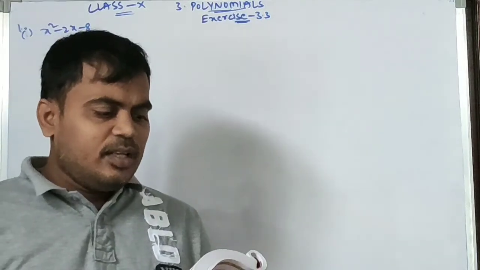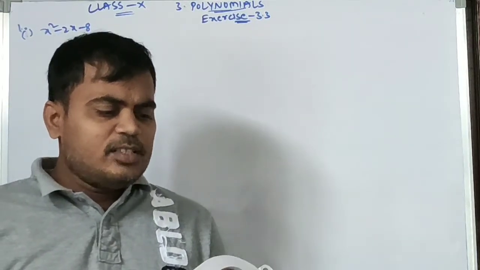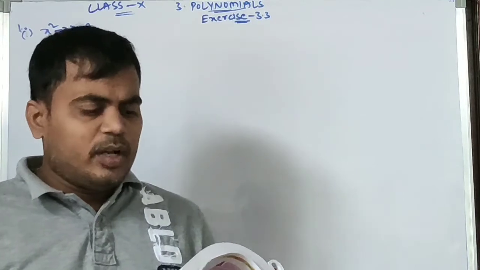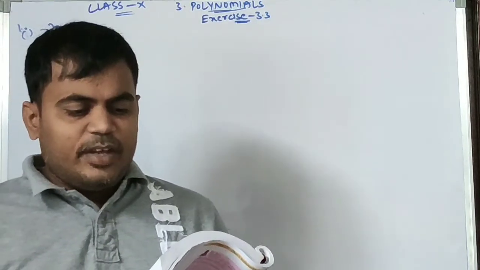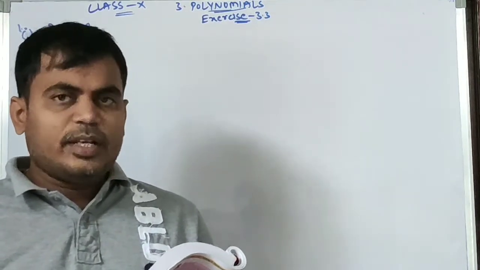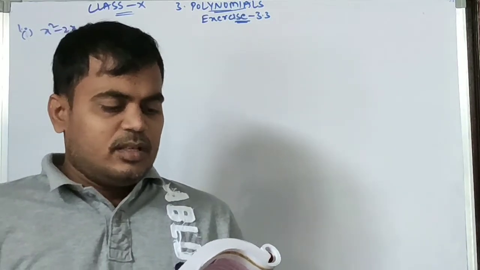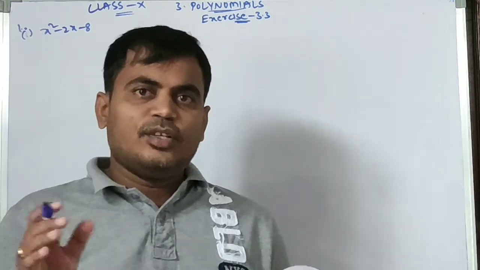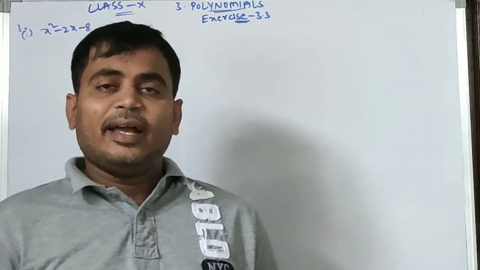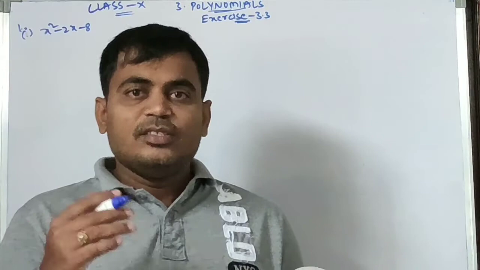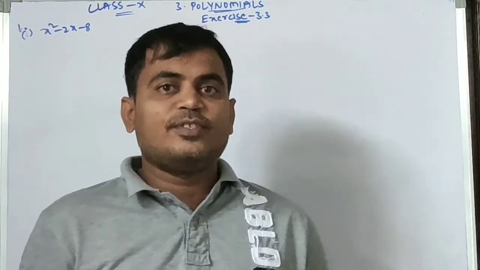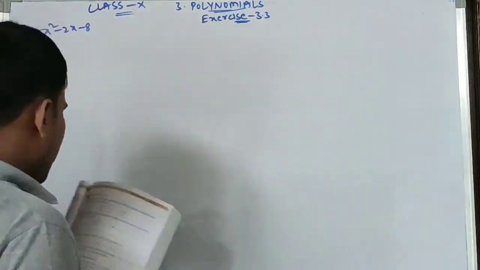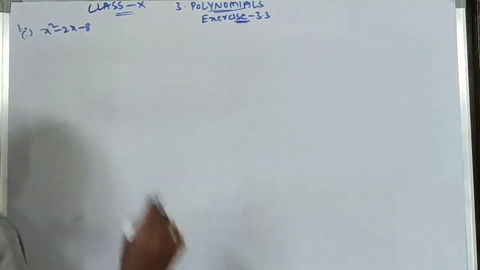Exercise 3.3. First question. Find the zeros of the following quadratic polynomials and verify the relationship between zeros and coefficients. So here 6 questions are given. We need to find out the zeros of the polynomial as well as the relation between zeros and its coefficients. So first question, x square minus 2x minus 8.